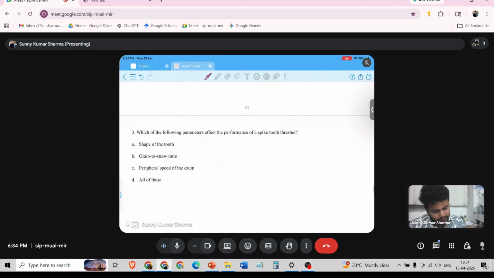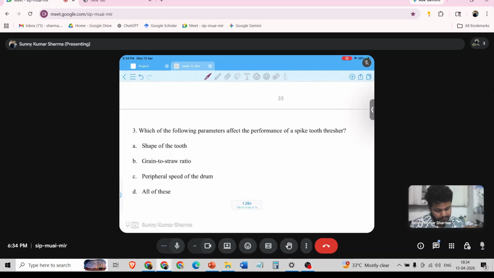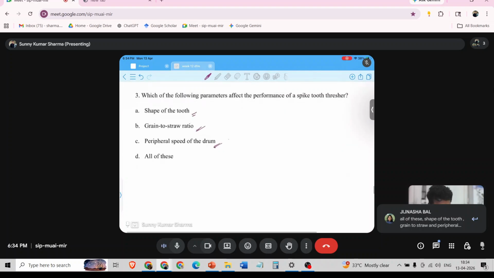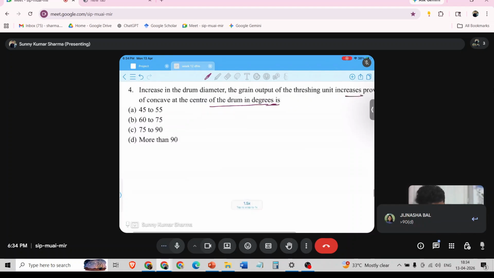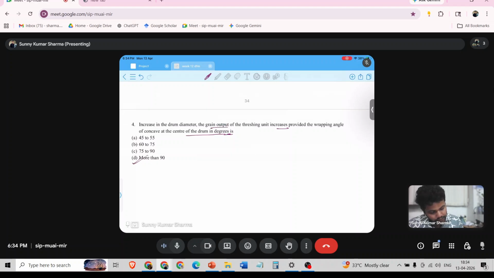The next question is, which of the following parameters affects performance of spike tooth thresher? So we have seen shape of tooth will affect, grain to straw ratio will affect, peripheral speed of the drum will also affect. So all of this is the correct option. So next question is, increase in drum diameter increases the grain output of threshing unit provided the wrapping angle of the concave at the center of drum in degree is more than 90. Yes, we have just discussed that if wrapping angle is more than 90 degree, then this condition follows.